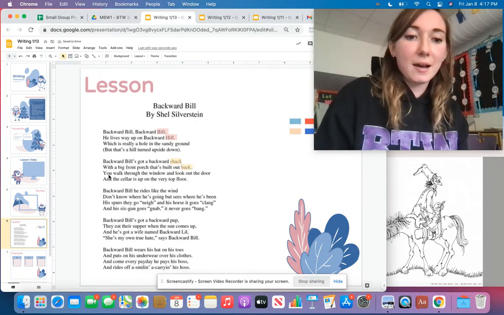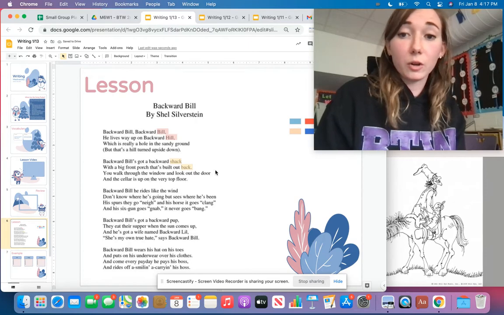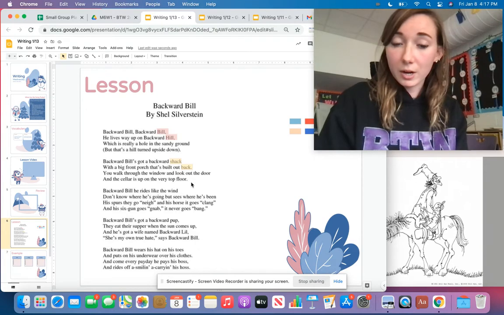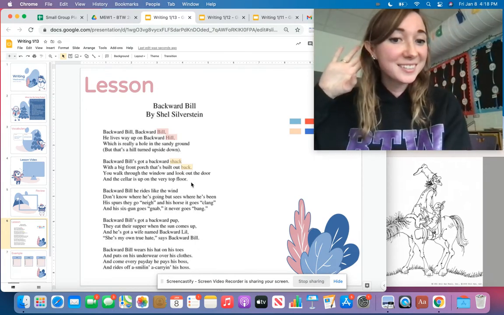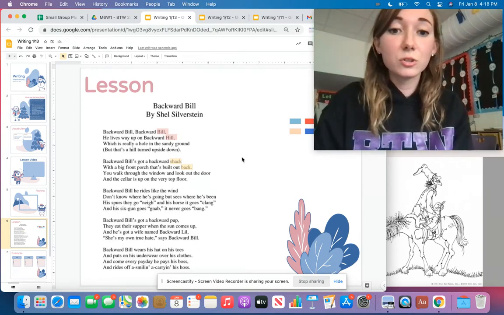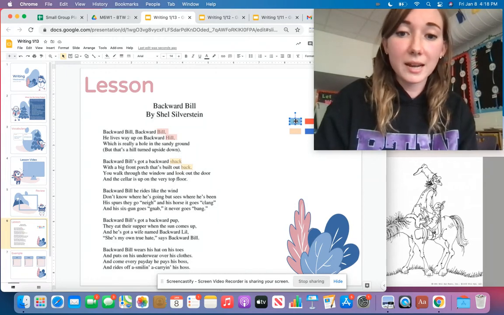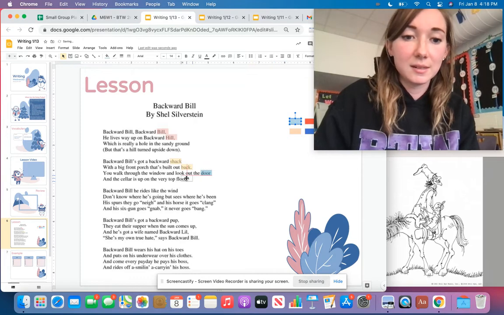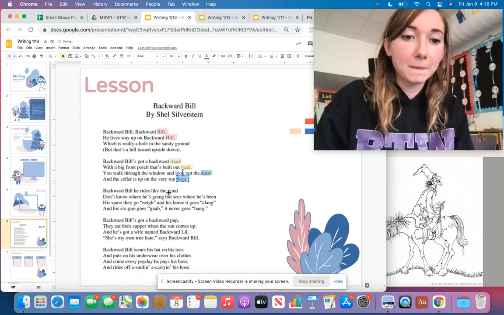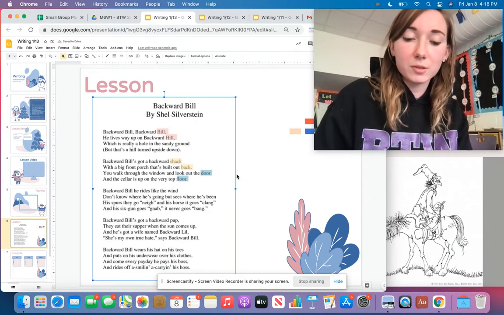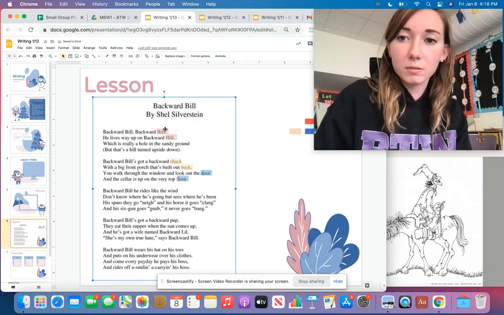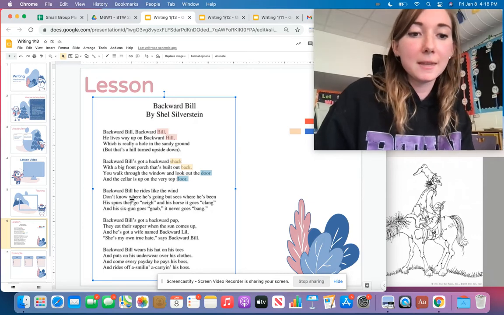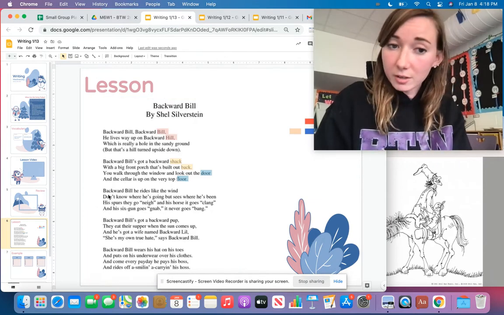So then we have you walk through the window and look out the door, and the cellar is up on the very top floor. We heard a rhyme. What rhyme did we hear? Door and floor were the next two rhyming words. So that's another set of rhymes. So we highlighted those. So we have two words that rhyme here, two words that rhyme here, two words that rhyme here. Next we have our third stanza.